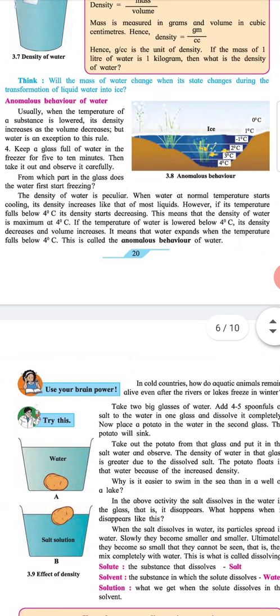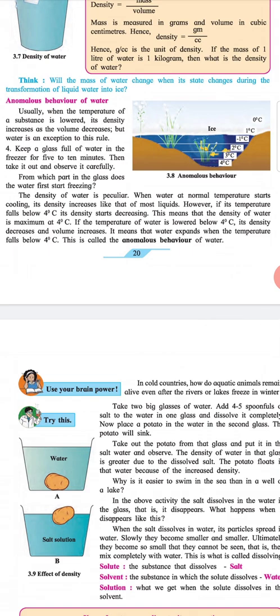Heading: Anomalous behavior of water. Usually when the temperature of a substance is lowered, its density increases as the volume decreases. But water is an exception to the rule. Try this: keep a glass full of water in the freezer for 5 to 10 minutes. Then take it out and observe it carefully. From which part in the glass does the water first start freezing?